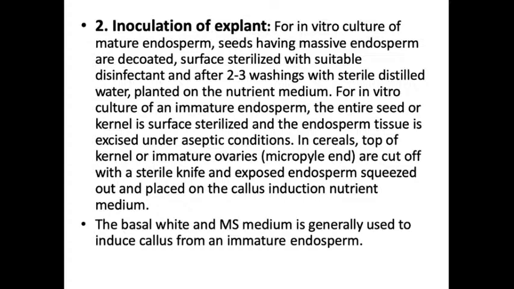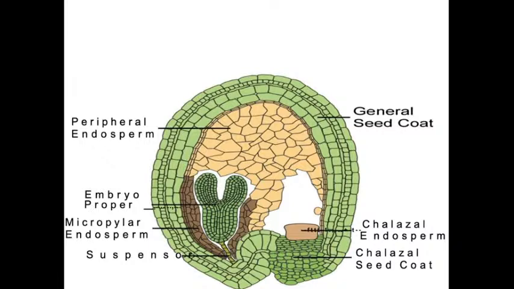Then inoculation happens. First was the explant source, which part you have to choose. Then comes the inoculation of the explant, from where you have to inoculate your explant. For this, in in vitro culture of mature endosperm, seeds having massive endosperms are decoated, sterilized with a suitable disinfectant, and after washing two to three times with sterilized distilled water, planted on the nutrient medium. Then it could go into the kernel surface sterilized stage. Endosperm culture is excised under aseptic conditions. And the basal White's and MS media are generally used to induce callus formation in the immature endosperm.